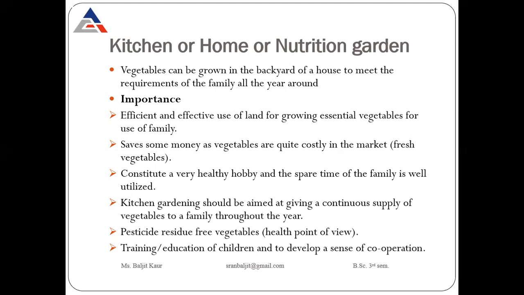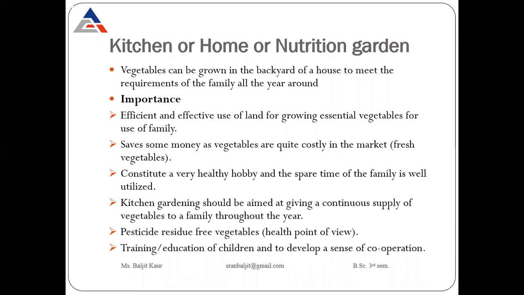And kitchen gardening should be aimed at giving a continuous supply of vegetables to a family throughout the year. So different types of vegetables can be grown in a kitchen garden throughout the year, right? So in summer season vegetables can be grown, and in winter season vegetable crops can be grown. So throughout the year vegetables can be supplied to the family, and these vegetables are free from any pesticide residues because these are grown organically, and these are very good from the point of view of health.